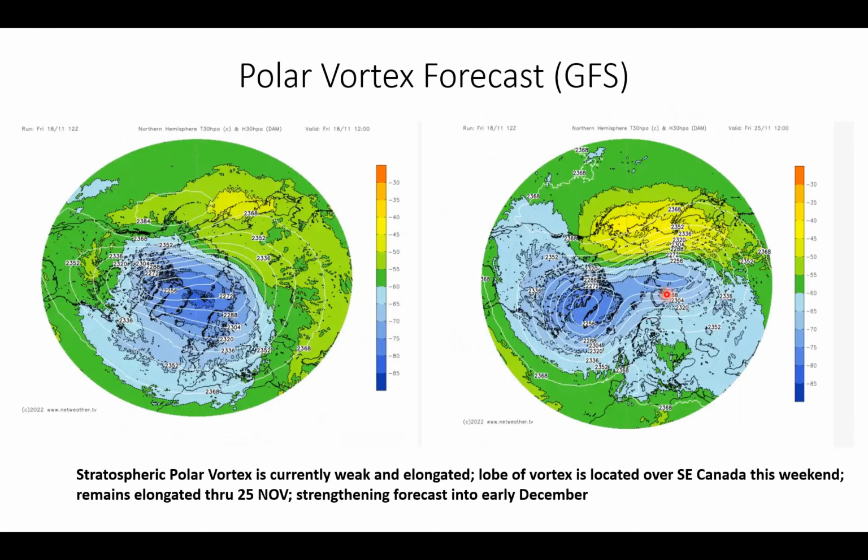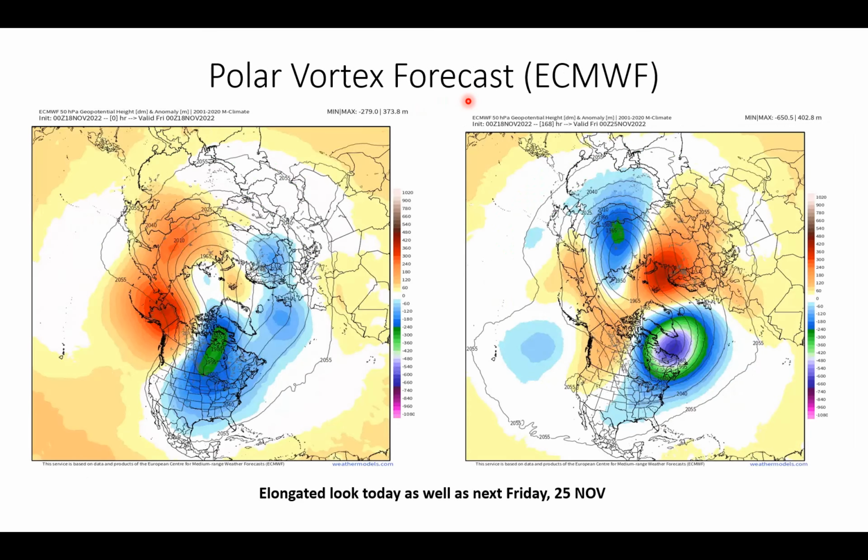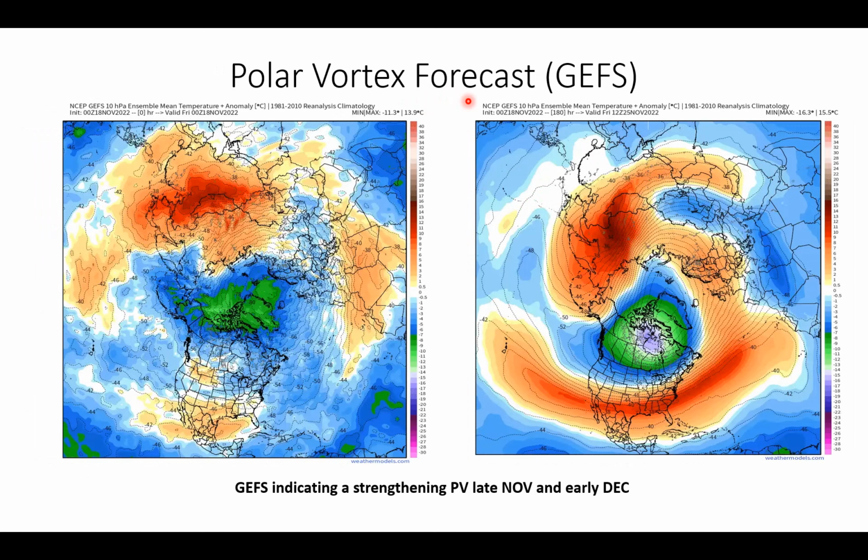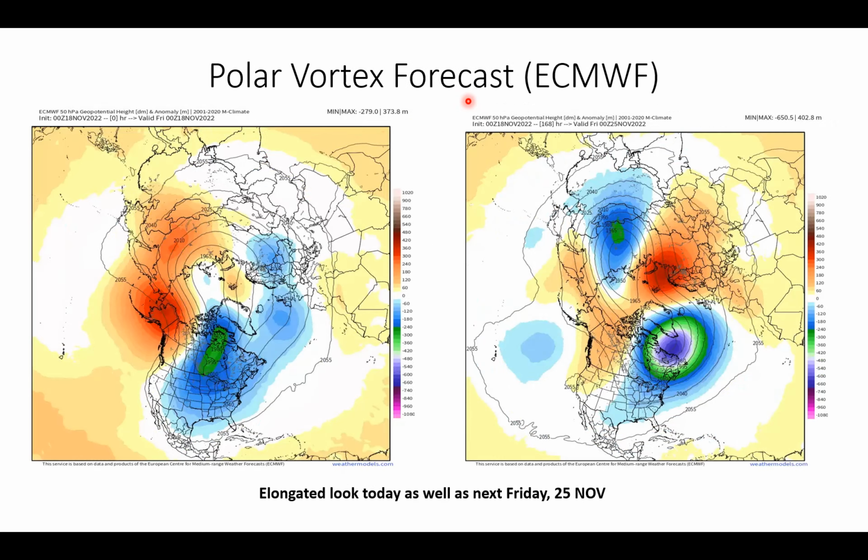Now let's take a look at a couple other things here in the future. I'm going to talk about the stratospheric polar vortex forecast. We're going to look at the GFS, we're going to look at the European model, then we're going to look at the GEFS, the GFS Ensemble Forecasting System.